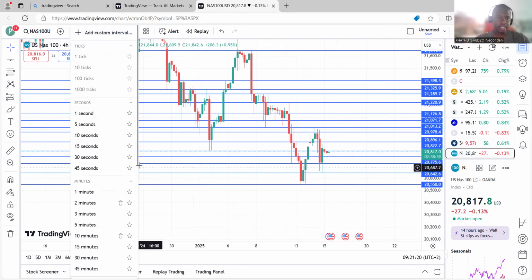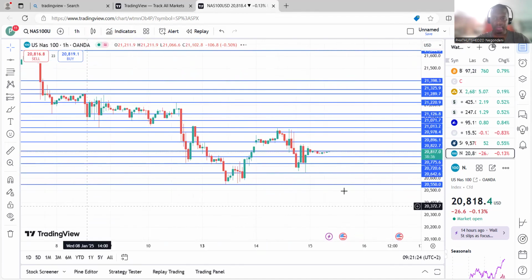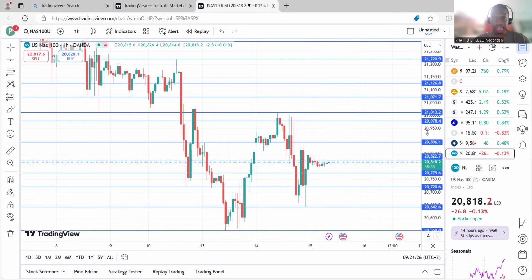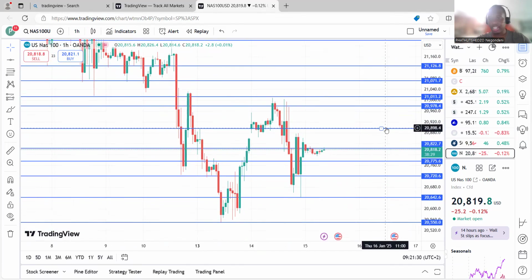Now let's go to our 1 hour. As you can see, this is our 1 hour. Guys, let me say this: the chart might look messy. You might think, what's this guy doing? He doesn't know what he's doing. Trust me, I know what I'm doing. This is simplicity on its own. When we say keep it simple, this is what we mean in the market.